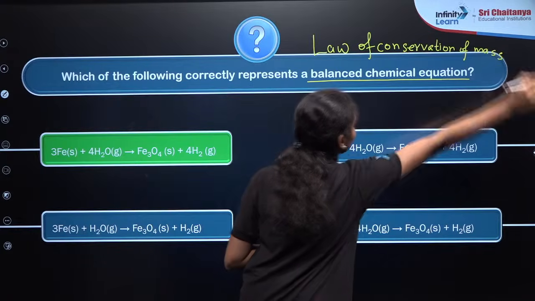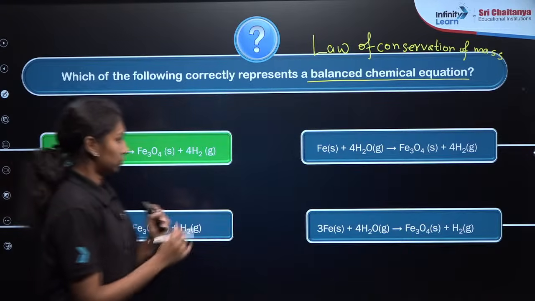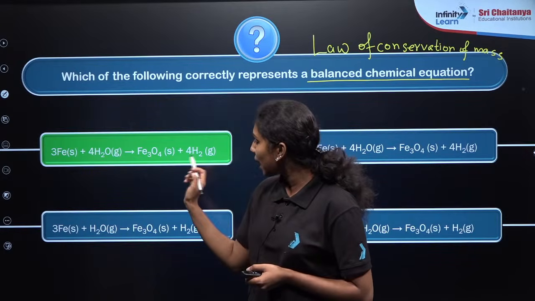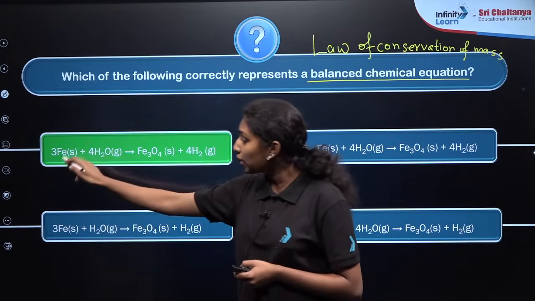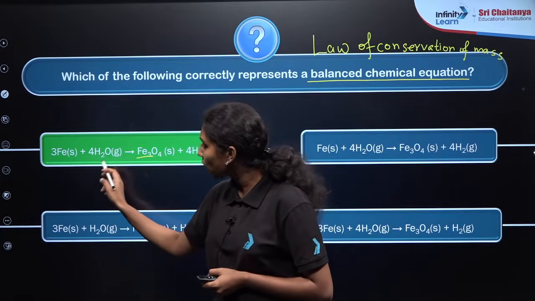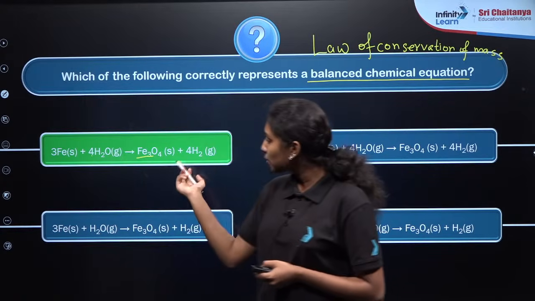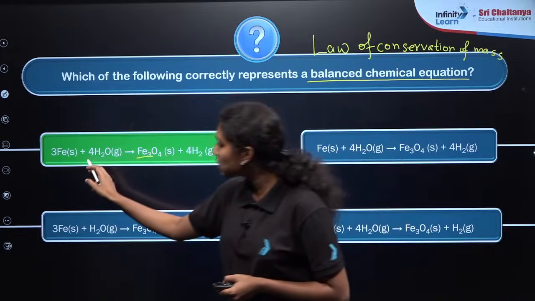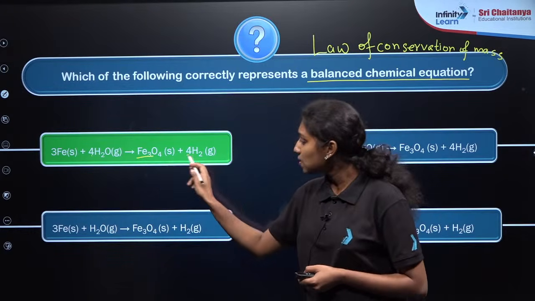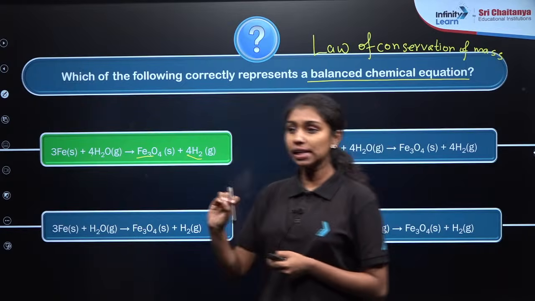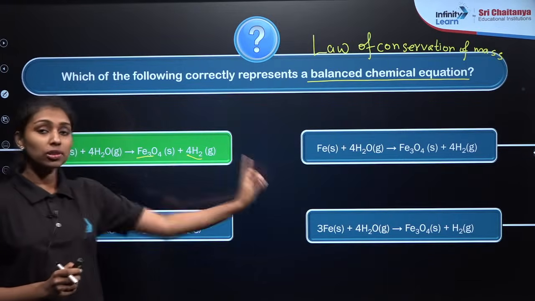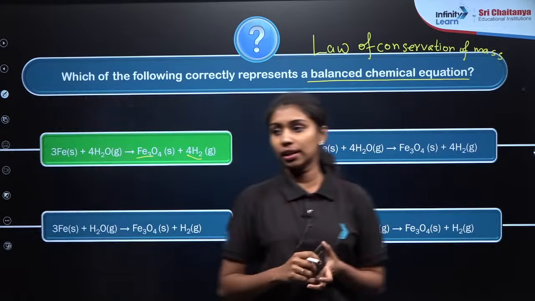So what you are observing here in the case of the first option, all the atoms of the reactants and products are balanced, right? On the reactant side there are 3 iron, and on the product side also 3 iron. Then what about oxygen? Here it is 4 oxygen, and on the product side also 4 oxygen. What about hydrogen? 4 into 2, 8 hydrogen on one side, and on the other side also 4 into 2, 8 hydrogen, which means the total mass of the reactants as well as the products is balanced according to the law of conservation of mass. Clear?